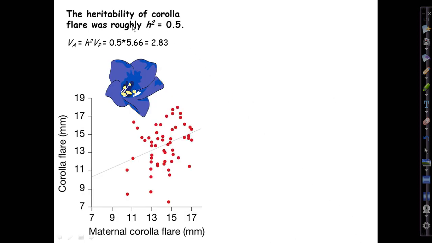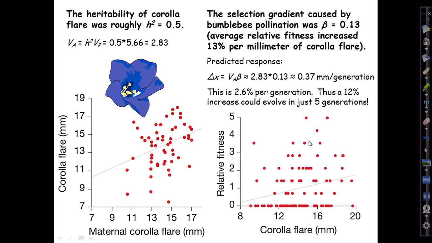So the first part was easy. The heritability of corolla flare turned out to be around a half, a very typical value for quantitative traits. So she could estimate the additive variance the bees had to work with. It would be the heritability times the total phenotypic variance, or a half of 5.66, which is about 2.8. And here are data illustrating where that came from: maternal corolla flare and offspring corolla flare, a scatter plot of parents and offspring.